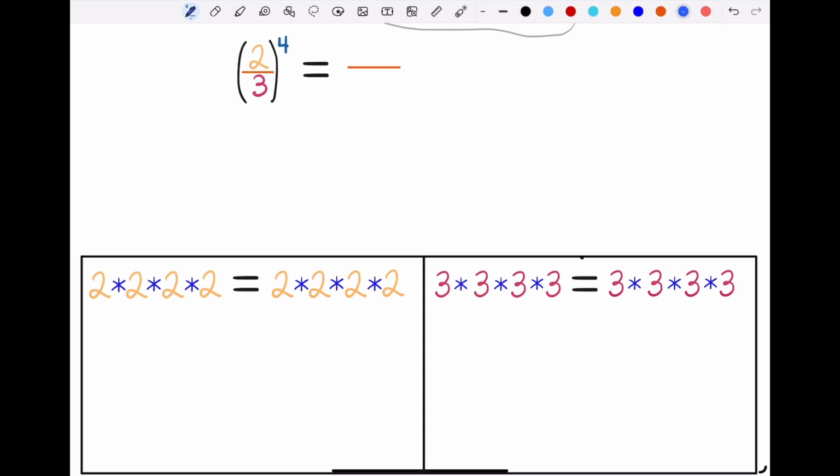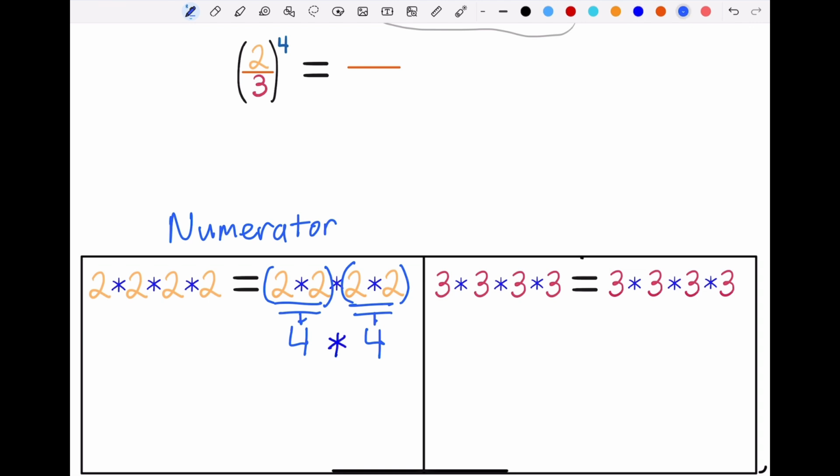So now, let's start with getting the numerator, which is multiplying the four 2's together. We're going to use the associative property to group the first two 2's together, and then the last two 2's together. And we know that the product of 2 times 2 is 4. So we're going to replace these groups of 2 with their product of 4. And now we're just multiplying 4 times 4 together. And we know 4 times 4 equals 16. So that means our numerator is equal to 16.